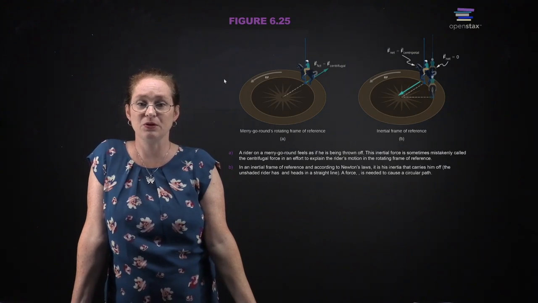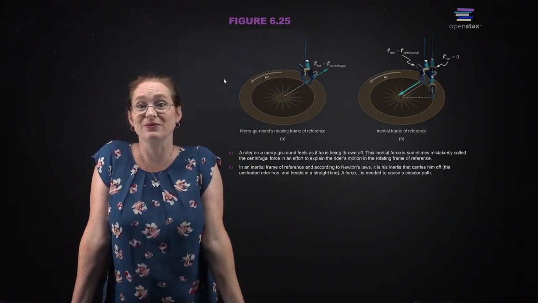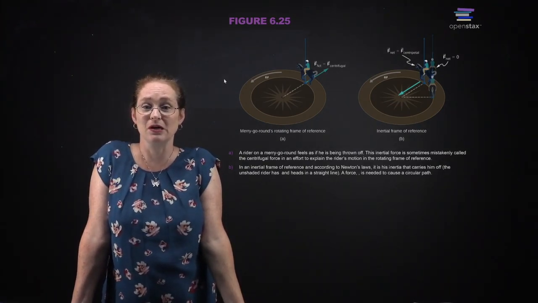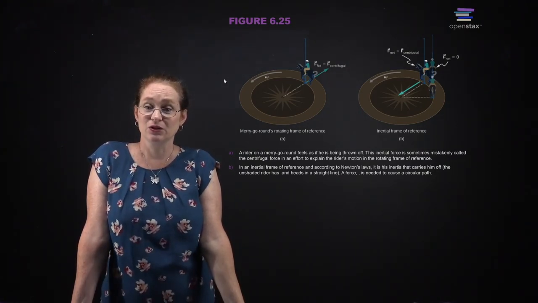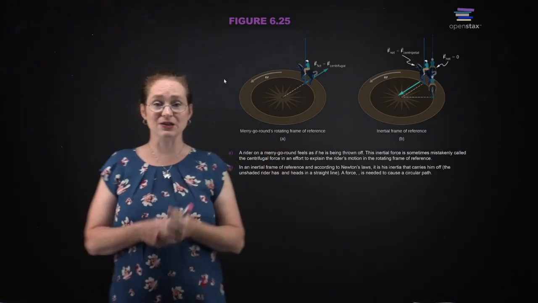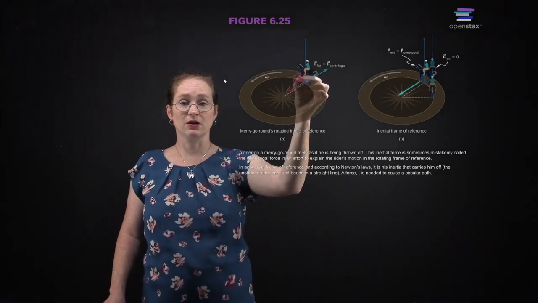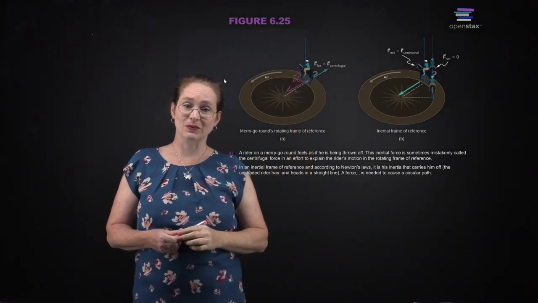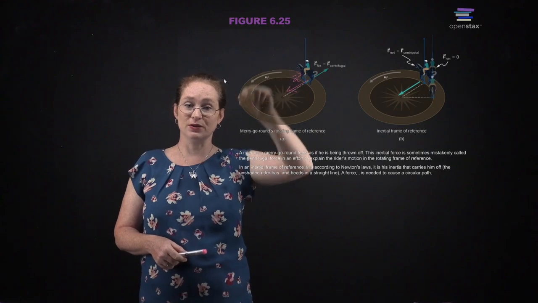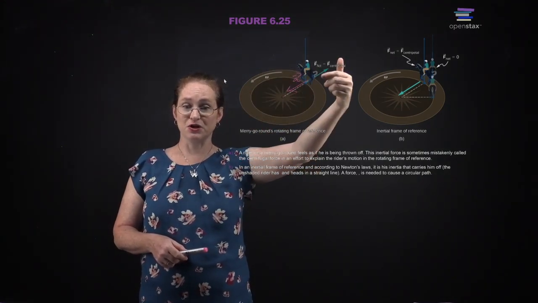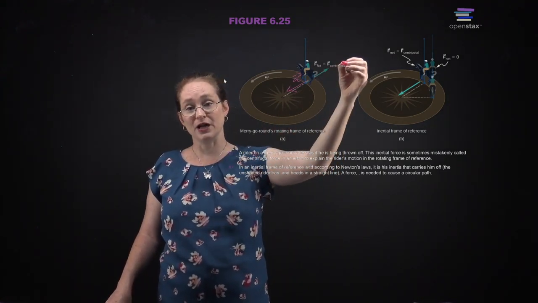And here's another example. When you are on a merry-go-round, alas, they don't have very many real merry-go-rounds at playgrounds anymore because they were a little dangerous. When you're on a merry-go-round, to go in the circle, your actual acceleration is towards the center of the circle. However, an observer sees you as having an acceleration pointing towards the circle, you feel as if you are being pushed outward.